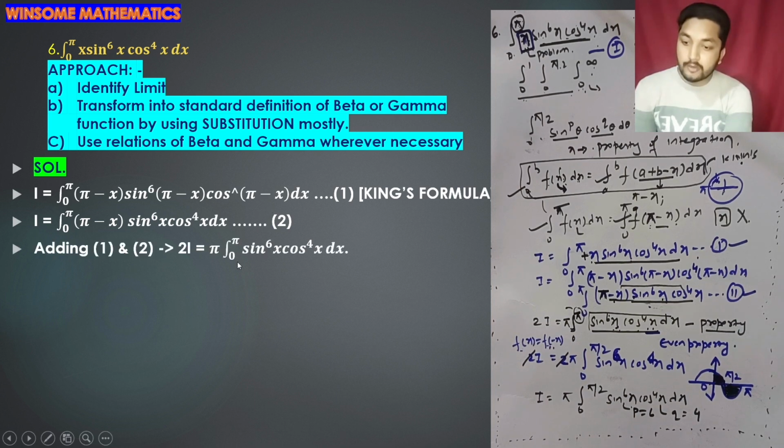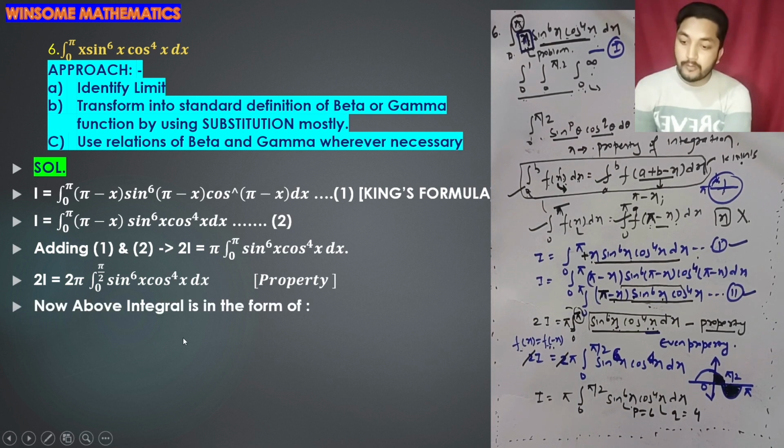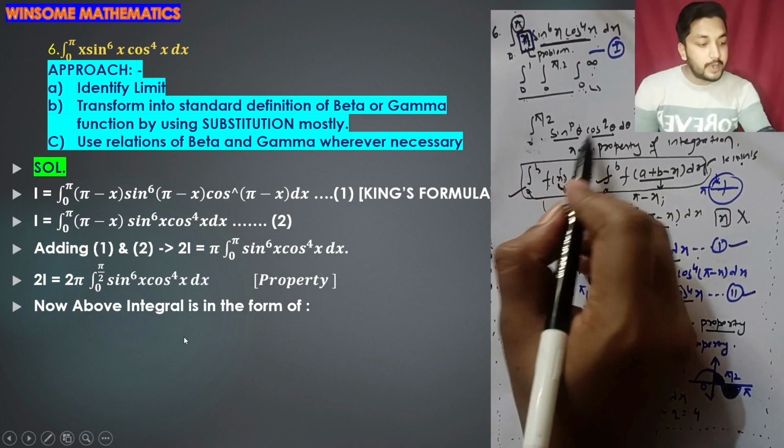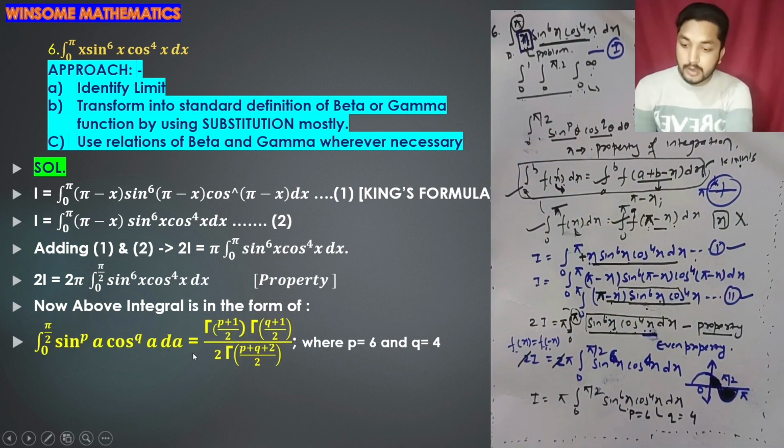So by adding 1 and 2 we get this, and by using the property of even we get this. And now this integration is in the form of clear sin to the power p theta and cos to the power q theta. Clear to you? And we are in the habit of using this form in all the questions beforehand. So this is very simple and we will use it in the next page.